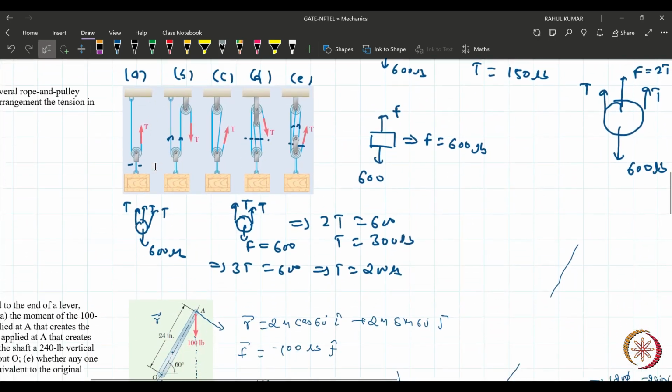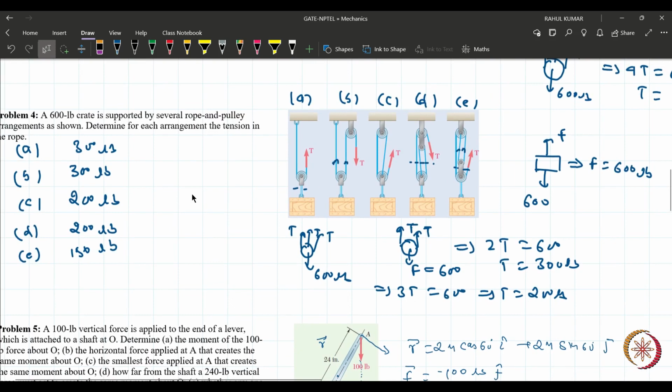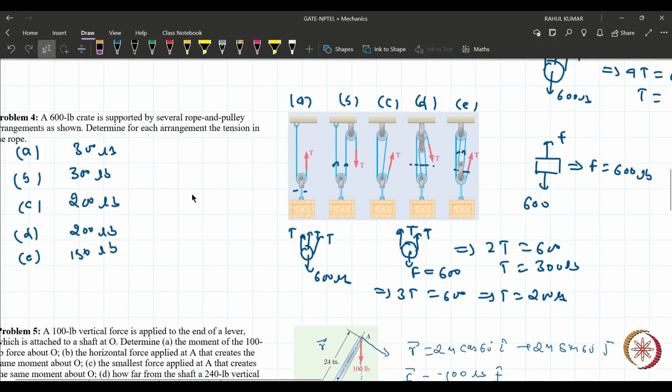Yeah, this one. What is the problem here? I just wanted to note the problems. Okay, yeah, noted.